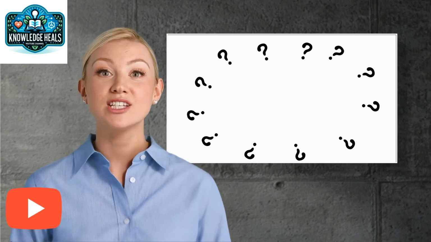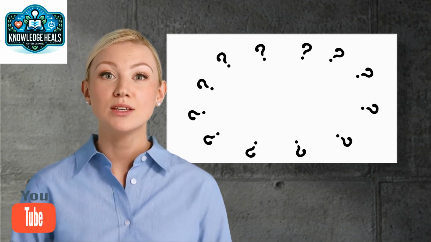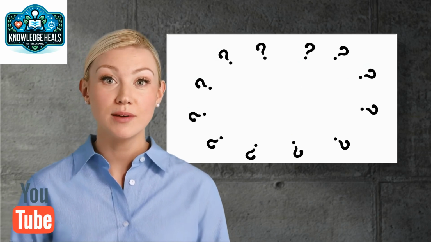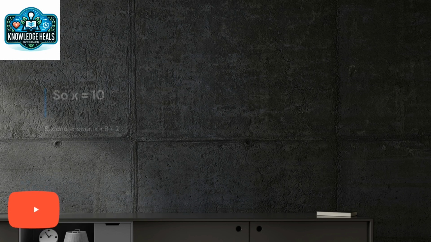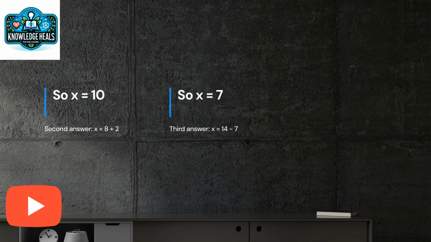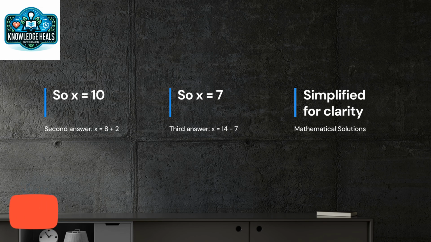All right, let's check the answers to our quiz. First answer, x equals 12 minus 5, so x equals 7. Second answer, x equals 8 plus 2, so x equals 10. Third answer, x equals 14 minus 7, so x equals 7.